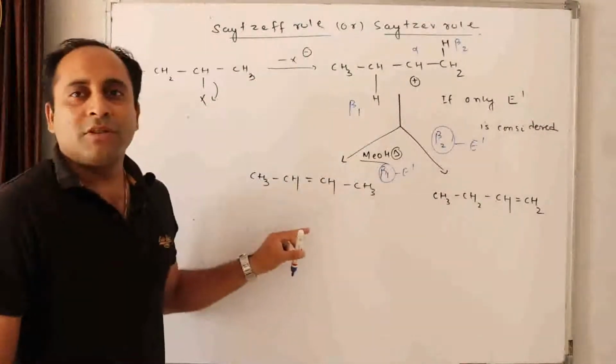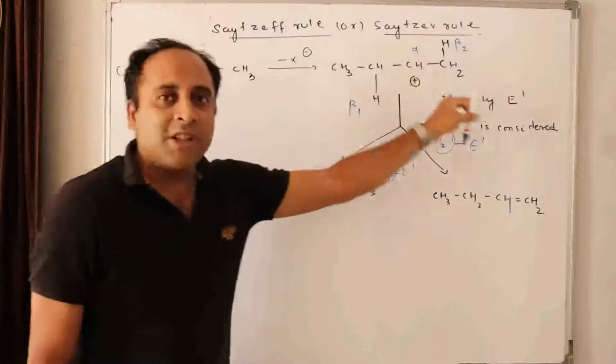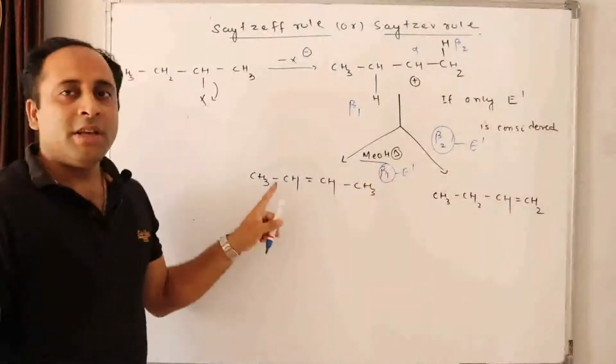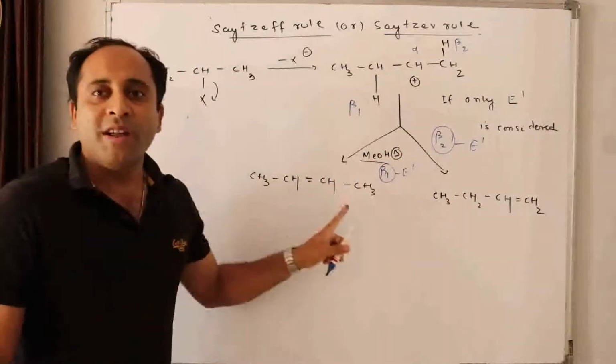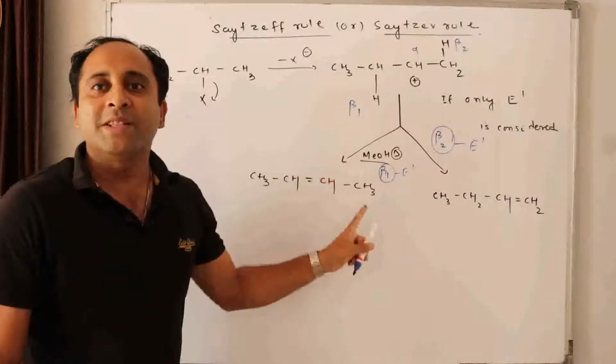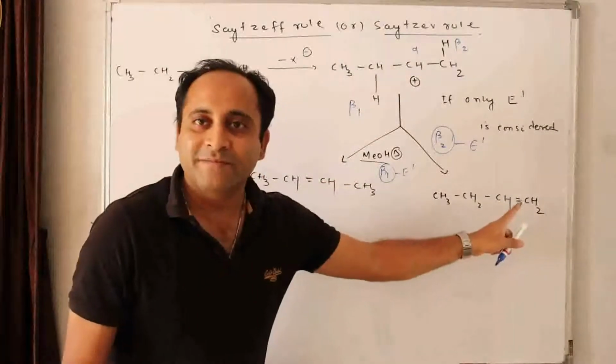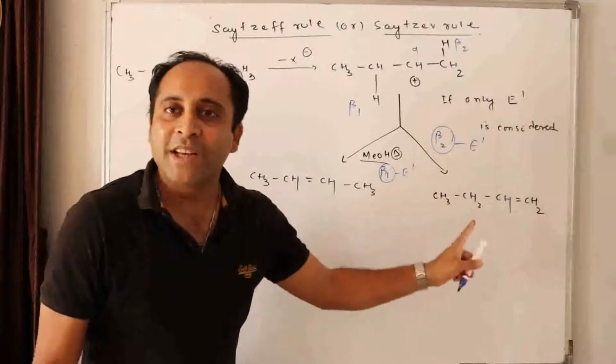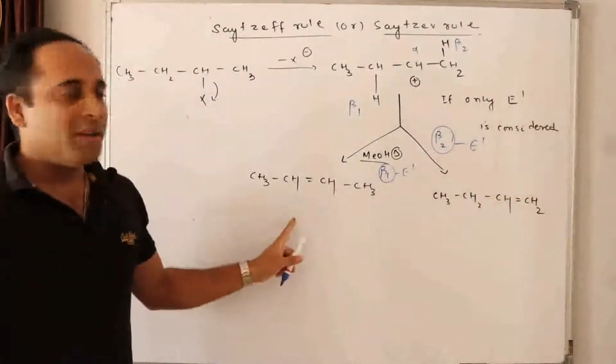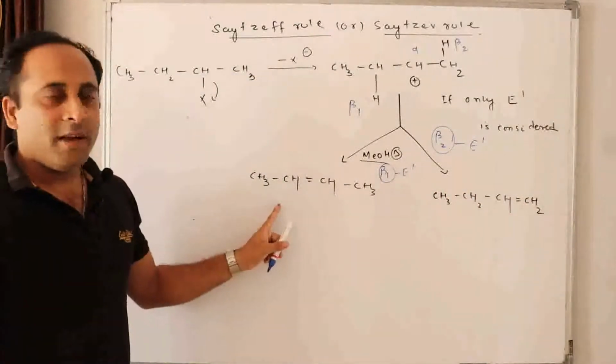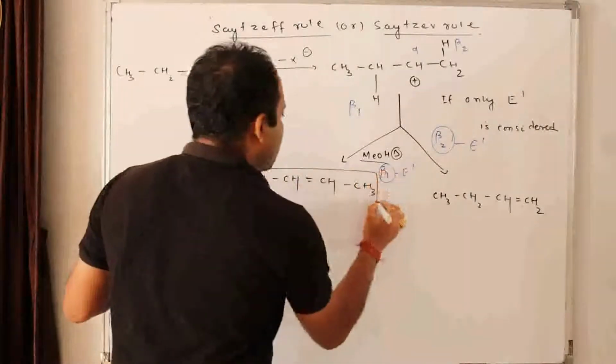So what does Saytzeff's rule say? Among the elimination products, the alkene product which has more crowding or more substitution will be the major product. Among the elimination products, this will be the major product.